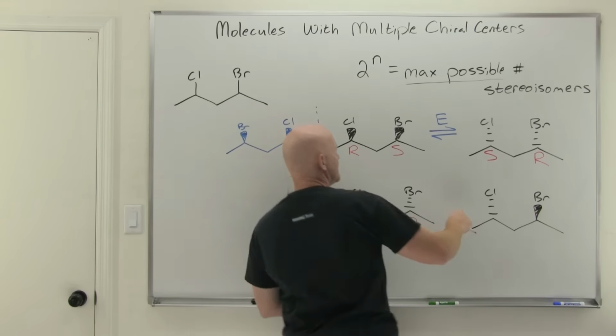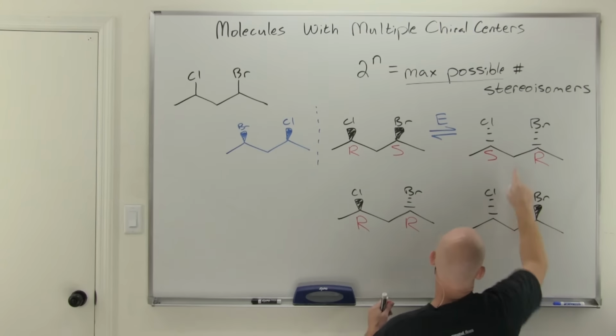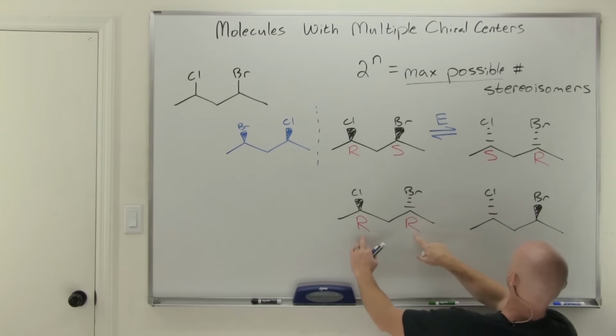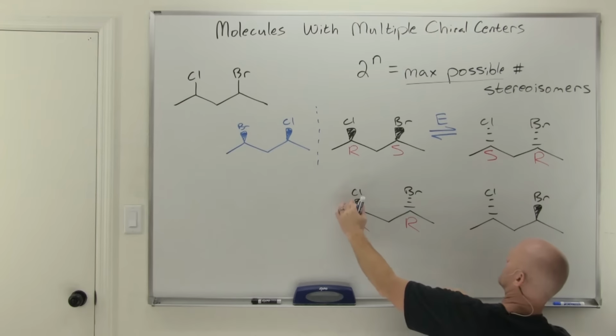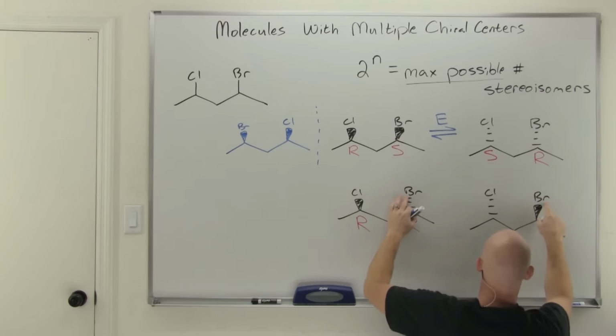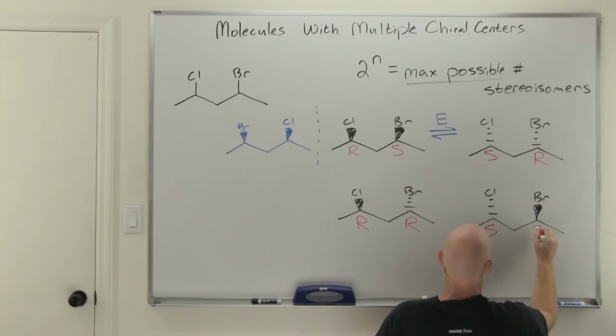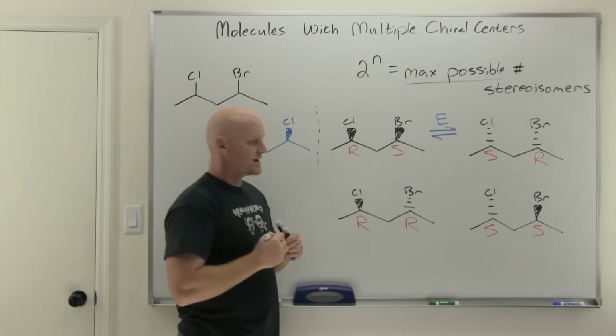And then finally down here, again, I can compare this one to either this one or this one or this one, but here I can see that both of these are inverted. The chlorine's the wedge, the chlorine's the dash. The bromine's the dash, the bromine's the wedge. So these must both be S instead of R.